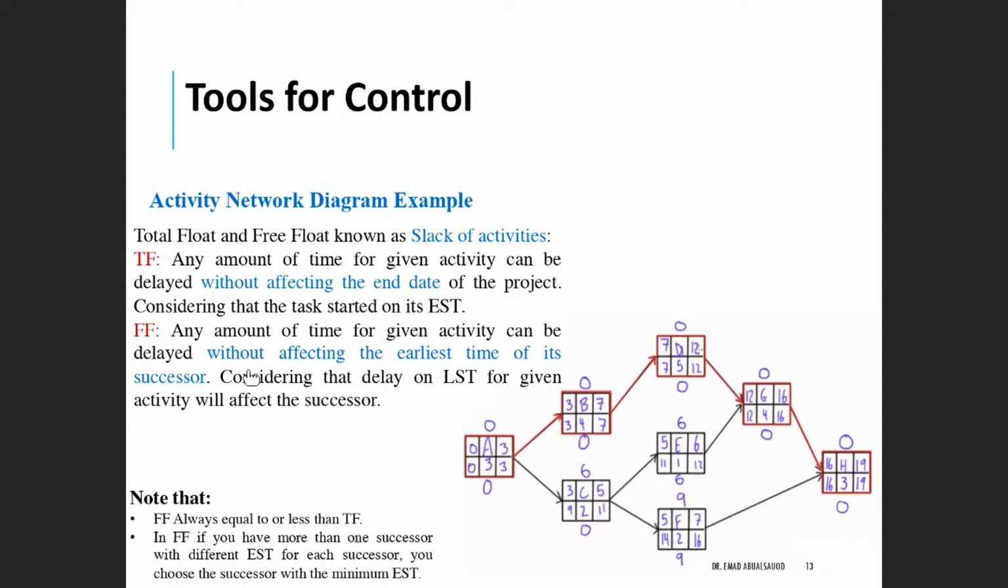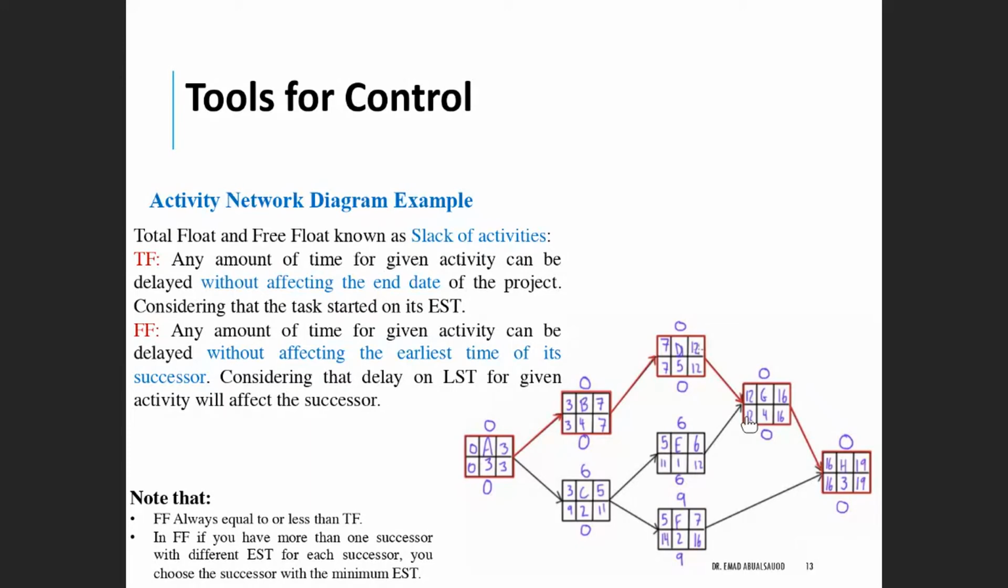The free float, on the other hand, which is the values below the tables here, gives you the amount of time any given activity can be delayed without affecting the earliest start time of its successor. So the 6 weeks we have here is the time you can delay activity E without affecting the successor, which is activity G.